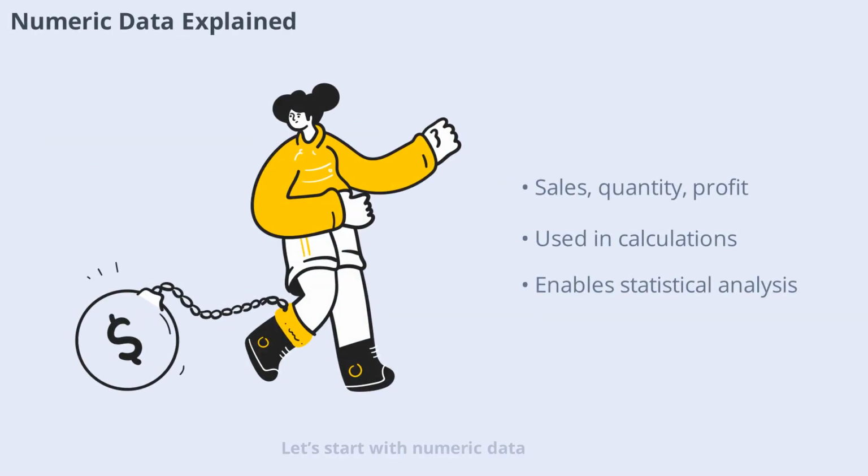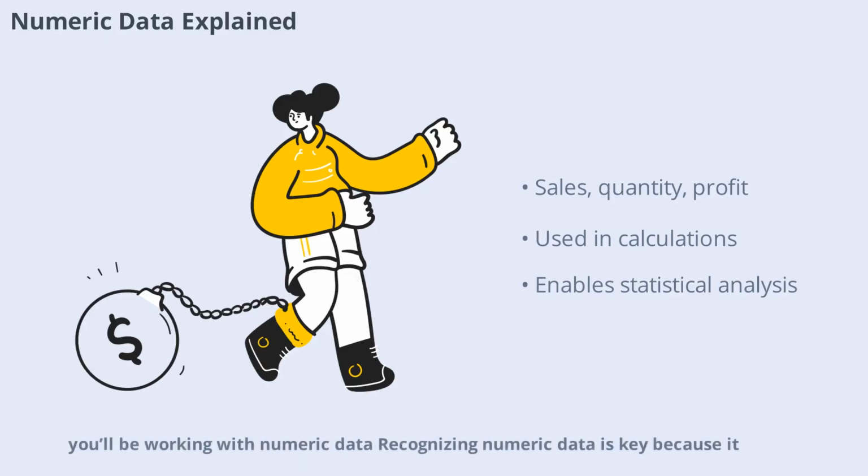Let's start with numeric data. Numeric data includes any information that represents numbers, such as sales amounts, quantities, and profits. These values can be added, subtracted, averaged, and used in calculations. For example, if you want to find the total sales for a month or calculate the average profit per product, you'll be working with numeric data. Recognizing numeric data is key because it allows you to apply mathematical and statistical methods, which are essential for uncovering insights and making data-driven decisions.